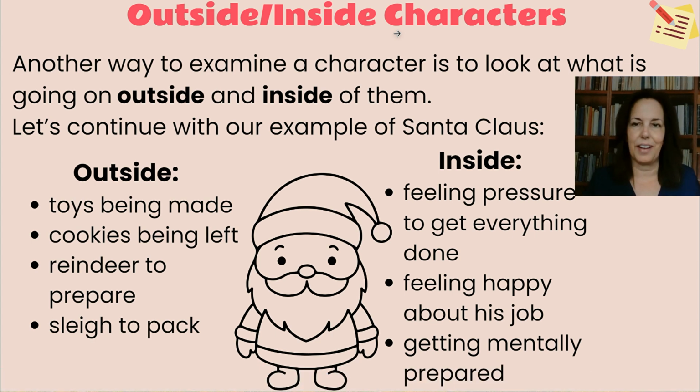Okay, let's take a look at outside and inside of characters. So another way to examine a character is to look at what is going on outside and inside of them. Let's continue with our example of Santa Claus. So on the outside, what's happening around him? Toys are being made, cookies are being left, there's reindeer to prepare, and a sleigh to pack. Inside, so when we talk about inside, we're talking about how he feels mentally and emotionally, okay? He's feeling pressure to get everything done. He's feeling happy about his job. He's getting mentally prepared.